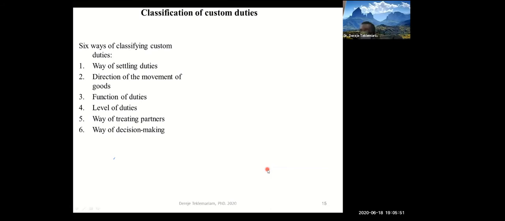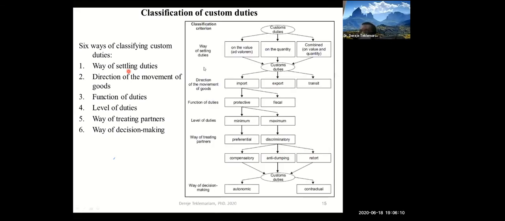of decision making. So I try to present you a summarized picture here. This is the classification. I hope you can understand me. So based on the way of settling duties, here you can get these 6 ways: 1, 2, 3, 4, 5, 6. For example, based on the first one, the way of settling duties, we can have customs duties.